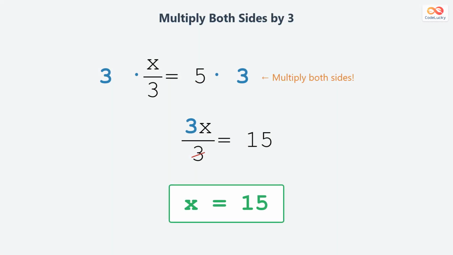Since x is being divided by 3, we need to do the opposite to cancel it out. The opposite of division is multiplication, so we multiply the left side by 3. But remember the rule, we must also multiply the right side by 3. On the left, the 3's cancel out, leaving just x. On the right, 5 times 3 is 15, so x equals 15.